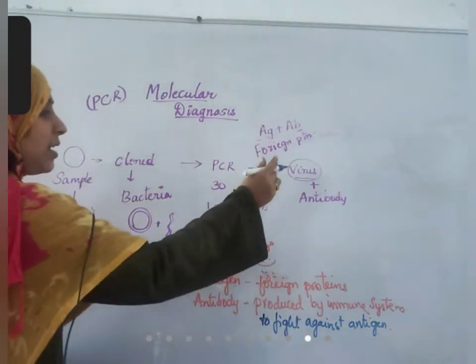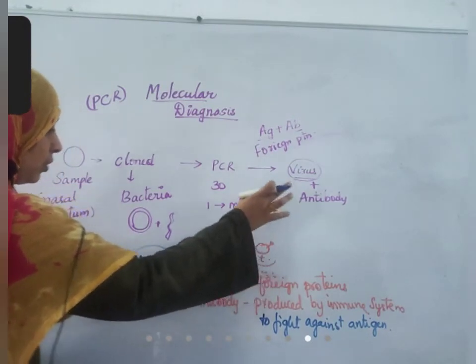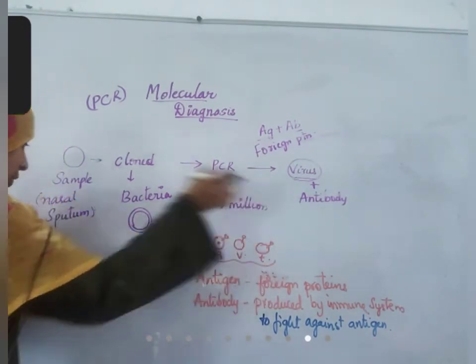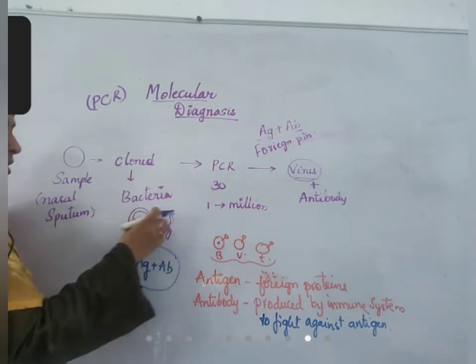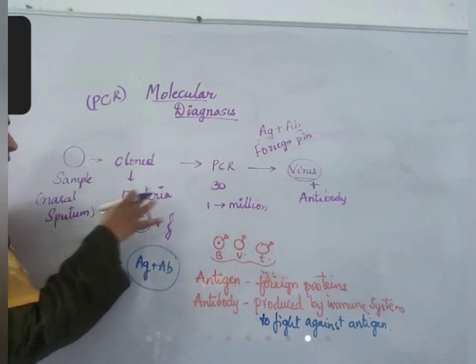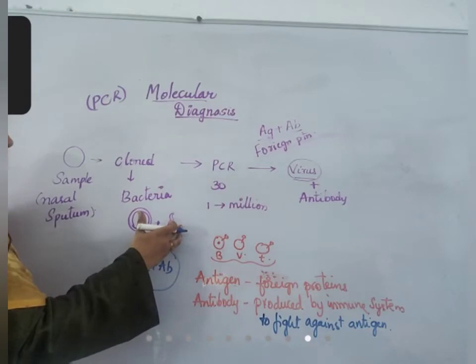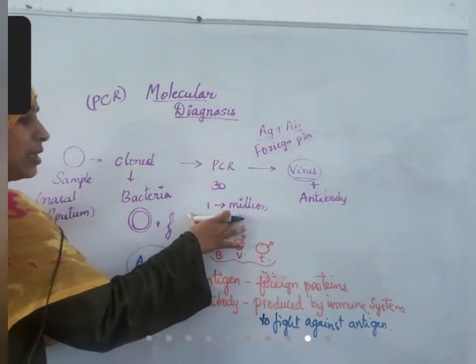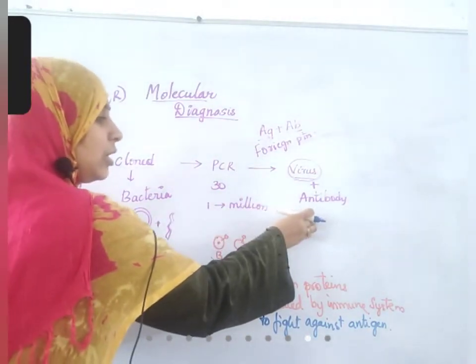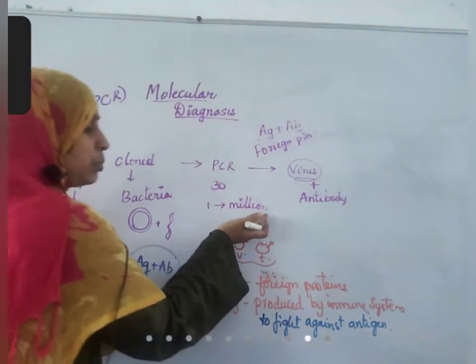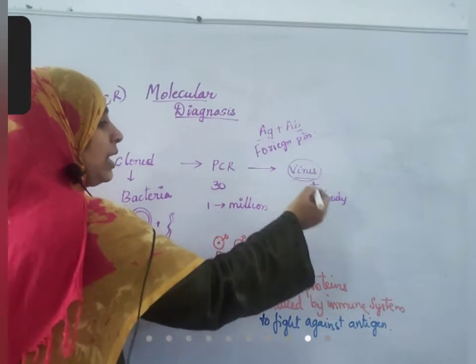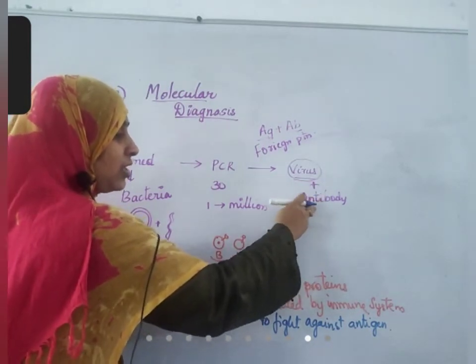So now what is done is this viral antibody is added. First the cells are taken and cloned. That is, the DNA is added to bacteria and their number is increased. How? By using the PCR technique. After that, the sample is taken that has millions of DNA. If virus is present, millions of virus DNA will be present. Its specific antibody is added.